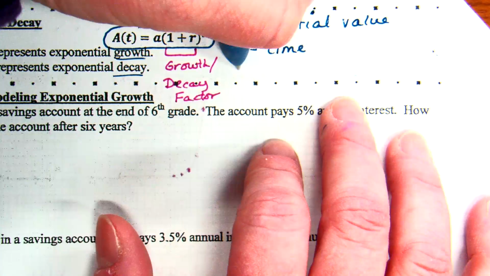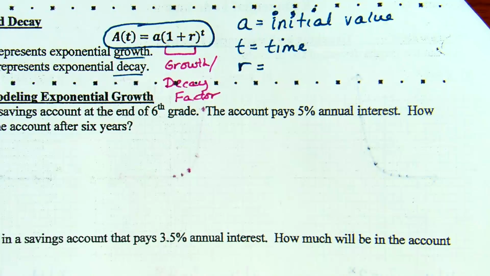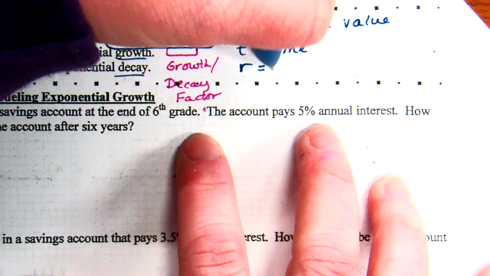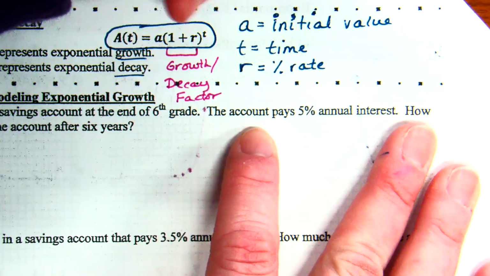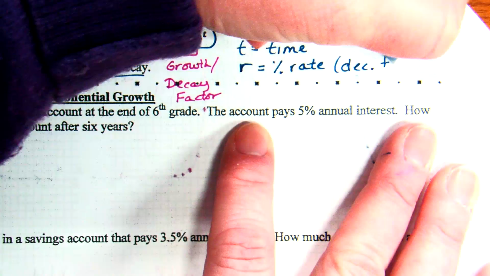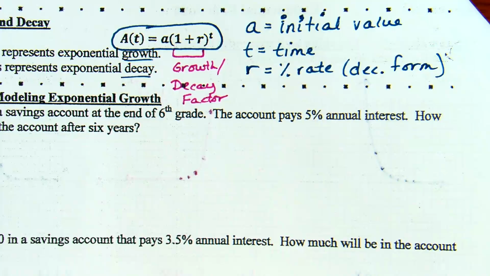The other big one that leaves, R. What's R usually stand for in these types of formulas? The rate. Okay, so the percentage rate, essentially. And when we talk about the percentage rate, remember when you put the percentage rate in an equation, we're always going to put it in its decimal form. You're always going to be putting it in its decimal form.